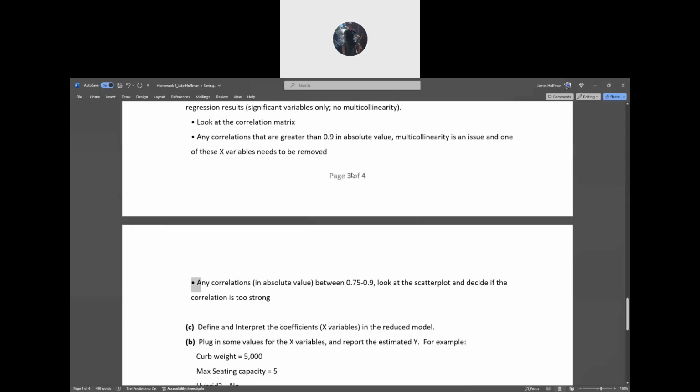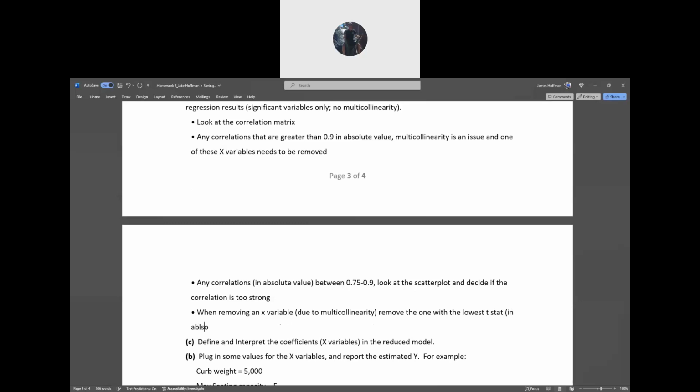And then, when removing an x variable due to multicollinearity, remove the one with the lowest t-stat in absolute value.